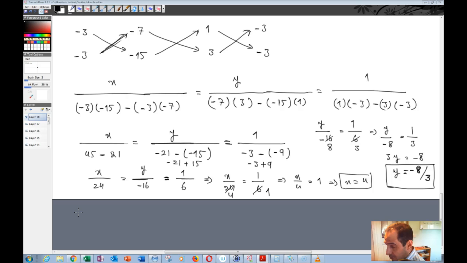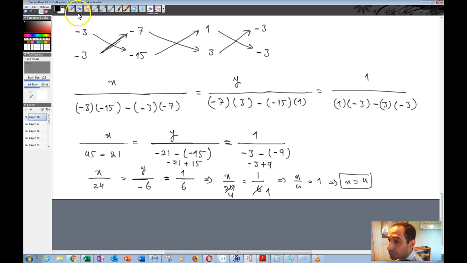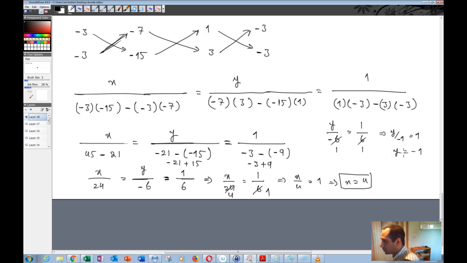Okay, so the problem is over here, meaning that I have written negative 21 plus 15 as negative 16, which is basically wrong. 21 minus 15 is equal to 6, so that's negative 6 actually. It should be negative 6. So negative 6, and then you have this thing over here is also wrong. So what that means is that y over negative 6 is equal to 1 over 6. Divide by 6, you'll get 1 and 1. So y over negative 1 is equal to 1, so y is equal to negative 1. And that's basically the right answer here.